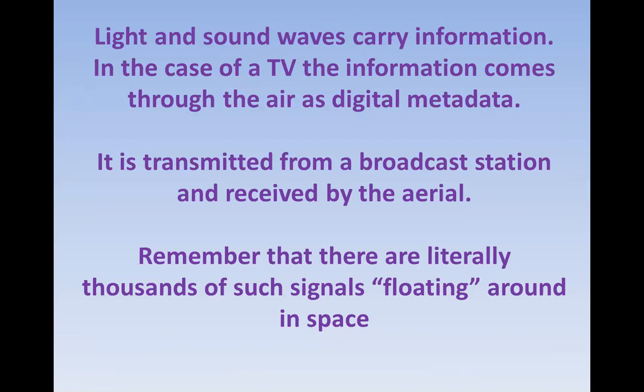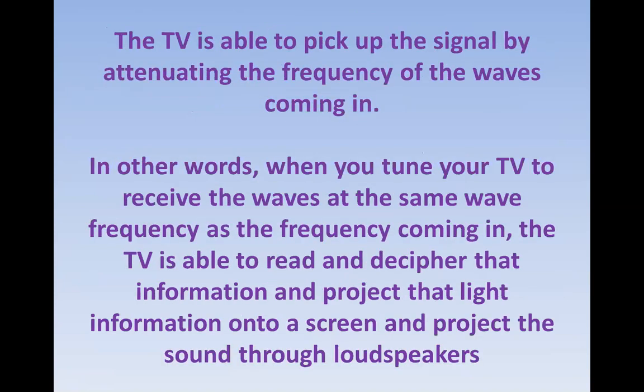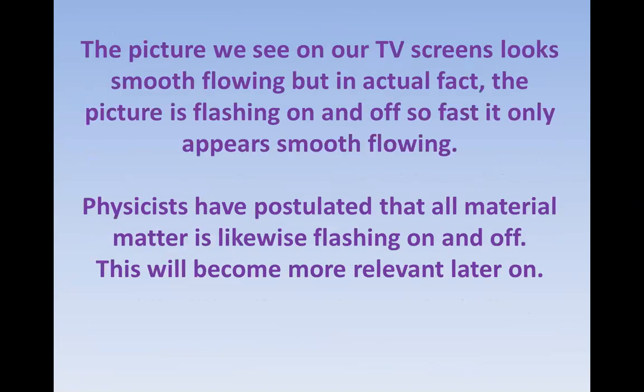Remember that there are literally thousands of such signals floating around in space at the same time. The TV is able to pick up the signal by attenuating the frequency of the waves coming in. In other words, when you tune your TV to receive the waves at the same frequency as the frequency coming in, the TV is able to read and decipher that information and project that light information onto a screen and project the sound through loudspeakers.